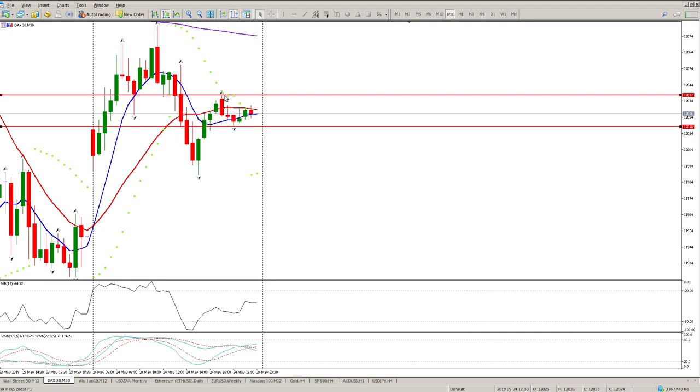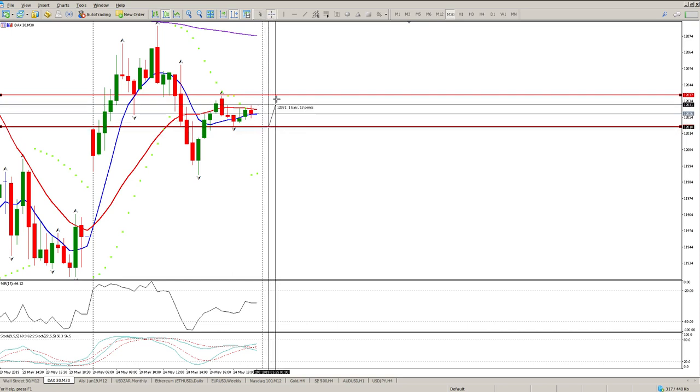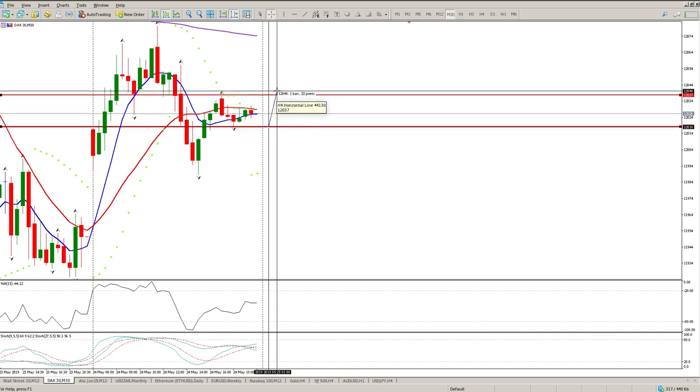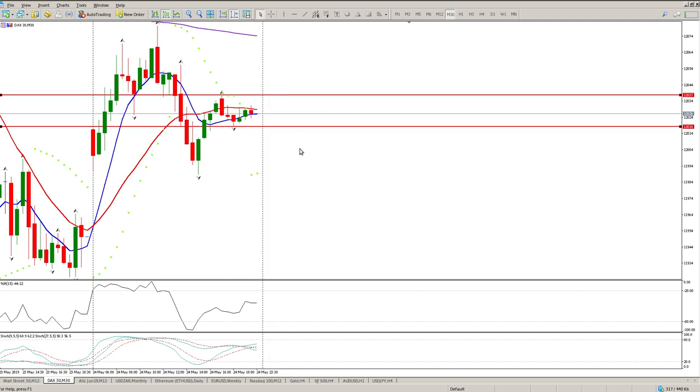So those are my two levels to the upside or the downside. If we're looking for a break of 12,018 or a break of 12,037, this is pretty much going to be a 25-point stop loss. Because if we get a break above there, your stop is here. If we get a break below the bottom, your stop is there. Okay, we're running this off 30 minutes.